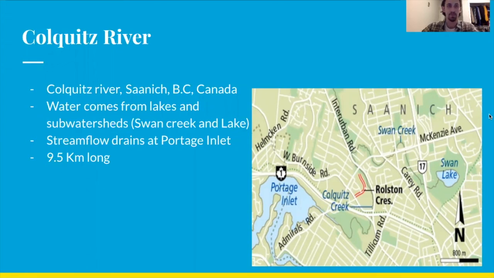Okay, so the Colquitz River is located in Saanich, BC, Canada. The whole watershed system gets its source from lakes and various sub-watershed systems like creeks. Examples of this will be Beaver Lake, Swan Lake, and a large portion of Swan Creek. The stream flow of this river eventually drains at the Portage Inlet in the ocean, and overall the river is 9.5 kilometers long.